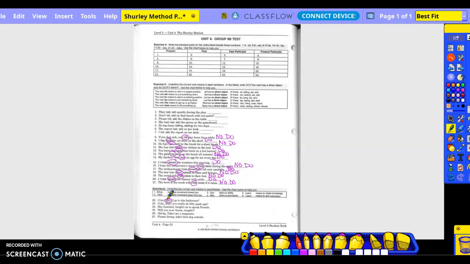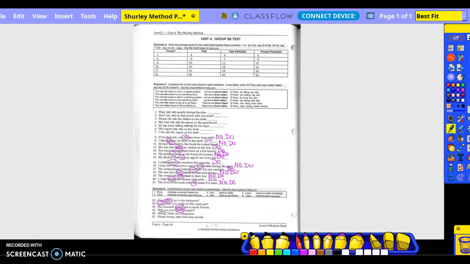Blank, you really do 50 push-ups. Can. That's an ability, right? She taught, and one that also grammatically sounds better, right? Us to speak French. Will you ever learn? And once again, that grammatically also sounds better.